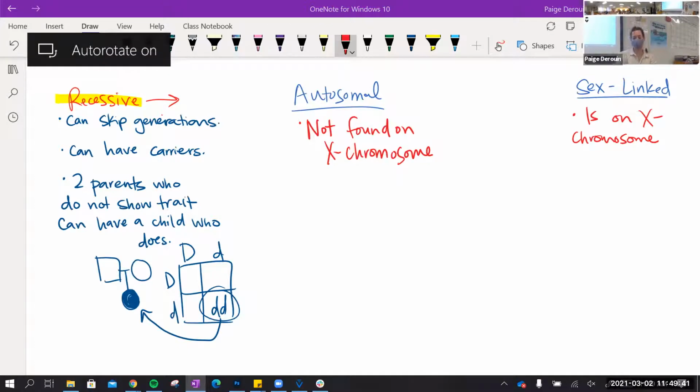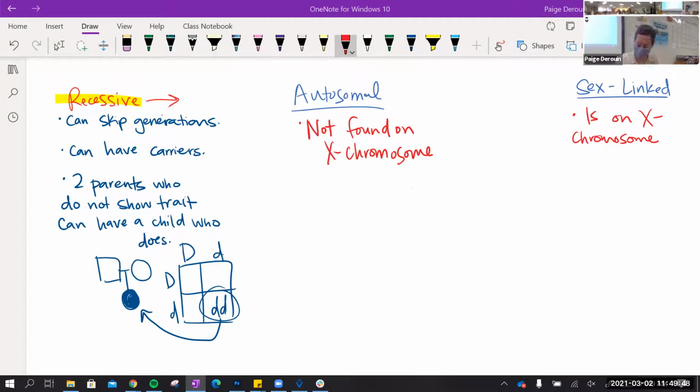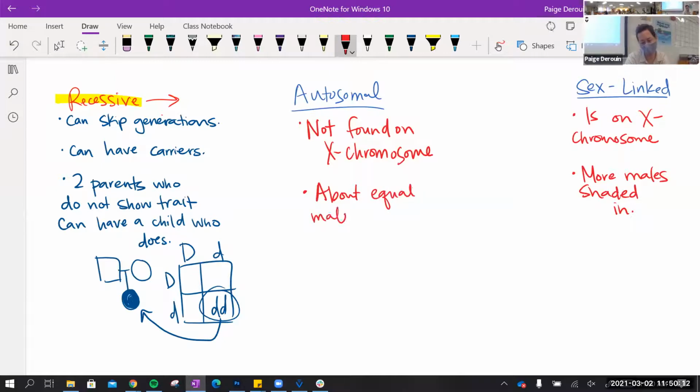So for sex-linked traits, that means who will be shaded in more often, males or females? Males. So more males shaded in. For autosomal, will there be any gender that's more likely to have it? No, it will be about equal. Males and females shaded.